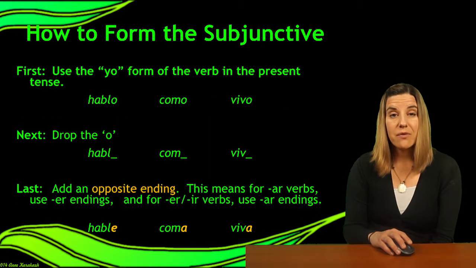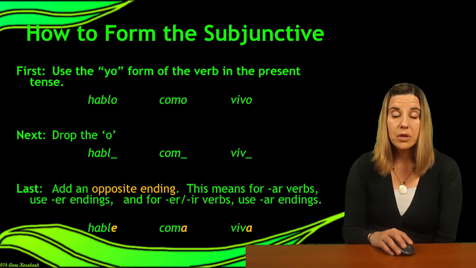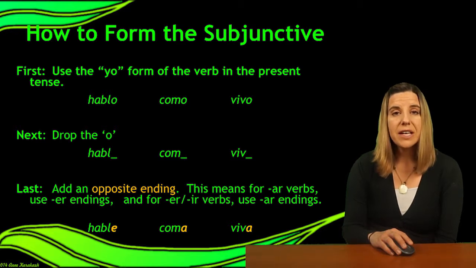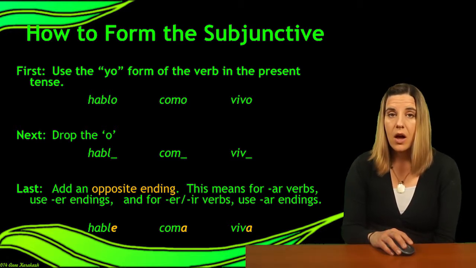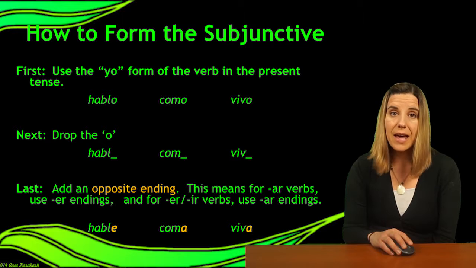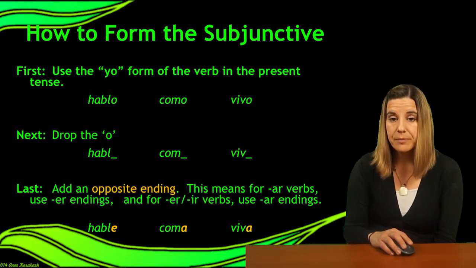So first, let's learn how to form verbs in the subjunctive mood. For the present subjunctive, you take the yo form of the verb in the present tense. So, hablo, como, vivo. You drop the o off the end, so you're left with the stem: habl, com, viv. And then you're going to add the opposite ending. We refer to them as opposite endings because AR verbs take ER-IR endings, and ER-IR verbs take AR endings. So it sounds like this: hable, coma, or viva.